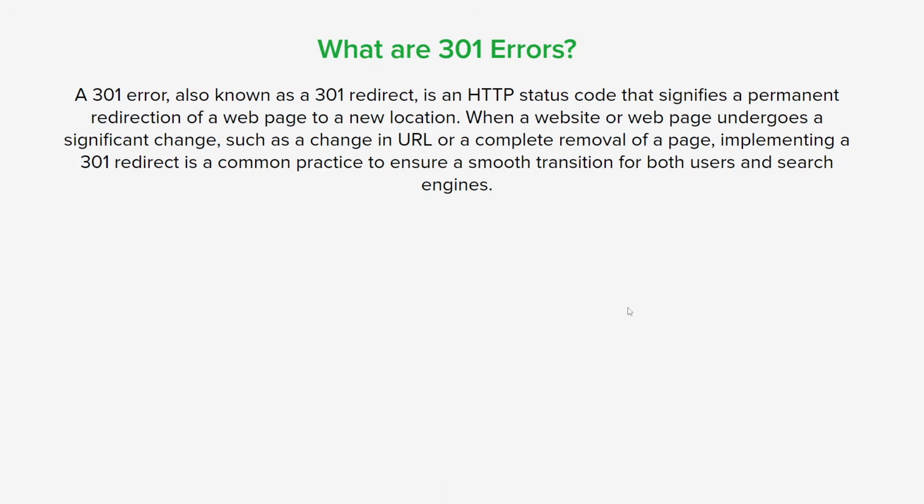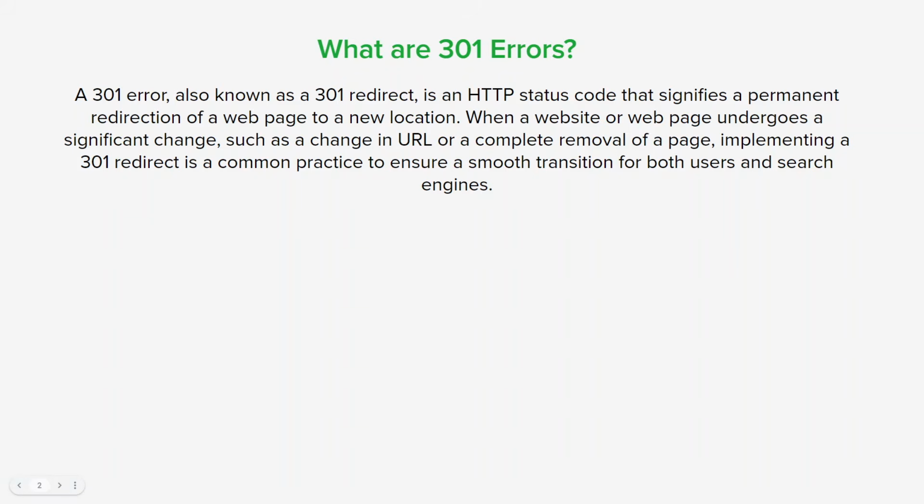So what are 301 errors? A 301 error, also known as a 301 redirect, is an HTTP status code that signifies a permanent redirection of a web page to a new location. When a web page or a website undergoes a significant change, like a change in URL or a complete removal of a page, implementing a 301 redirect is a common practice to ensure a smooth transition between users and also search engines as well.